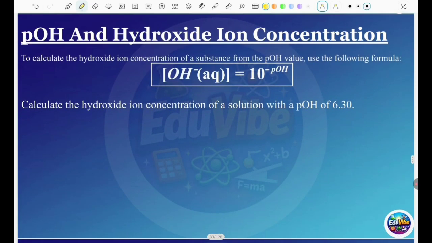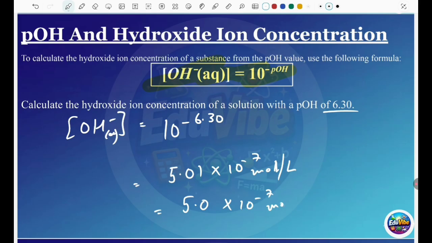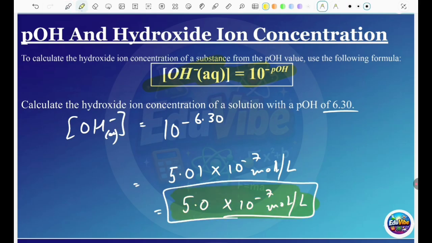Next we have pOH again, with how to find the hydroxide ion concentration from pOH. To use this formula, 10 raised to the power minus pOH. So 10 raised to the power minus 6.30. What do you get? You get 5.01 times 10 raised to the power minus 7 moles per liter. You want two significant figures, right? So 5.0 times 10 raised to the power minus 7 moles per liter. That's the answer for this.